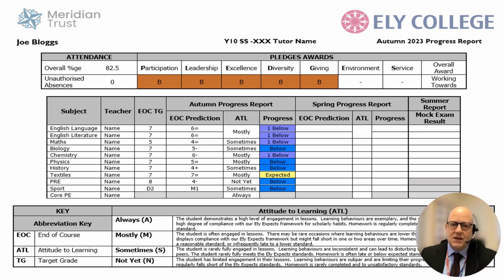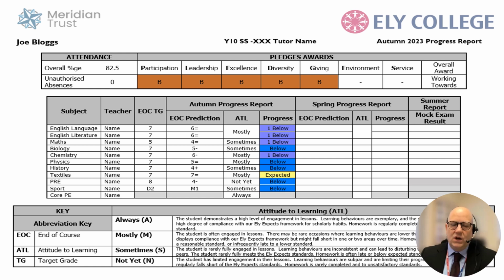Remember I said that you'd expect the majority of those with a student to be mostly, with 1 or 2 always. What you can see here is the majority of those are sometimes or mostly. Now there's even one here for ethics where it's not yet, and not yet is really quite poor attitude to learning. Now obviously what you can see here is that if the target grade is a 7 and their end of course is a 6, then they're 1 below. If their target grade is a 7 and they're more than 2 grades below, then you can see that that'll be purple rated. And there's only one subject, textiles, where Joe's making the expected progress.